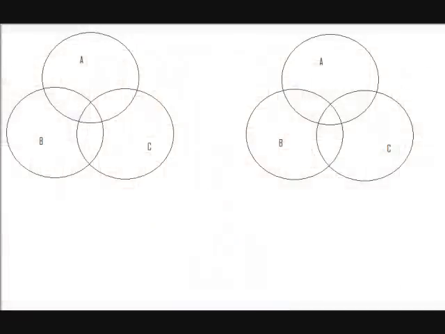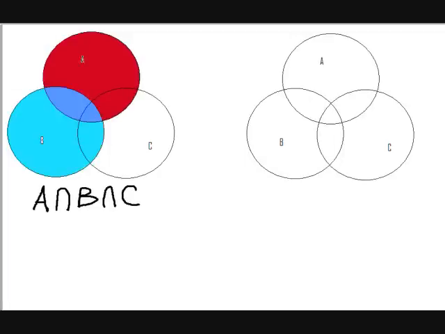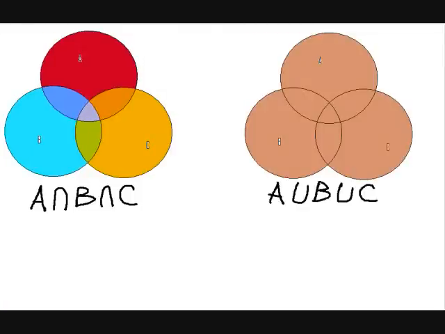Now, what would it look like if we had three sets? Here are three circles. We're going to shade A, B, and C different colors. A is red, and B will be blue, and C will be yellow. That little triangle in the middle is the intersection. When we shade A, B, and C, we find that all the points in them represent the union. Anything in A or B or C is included.